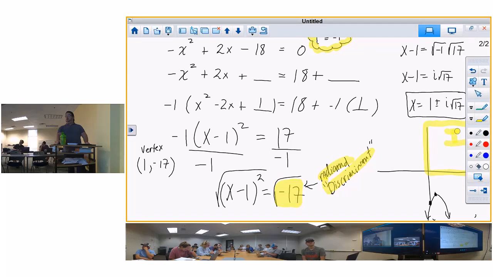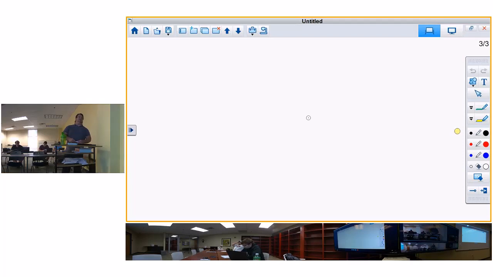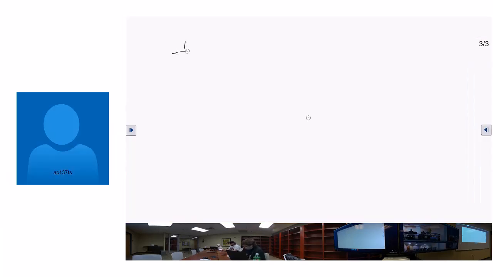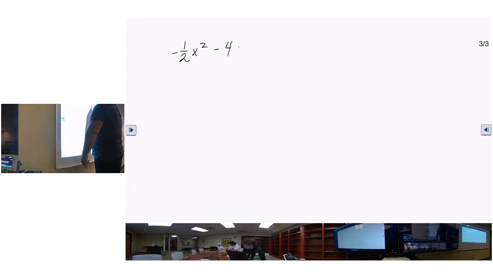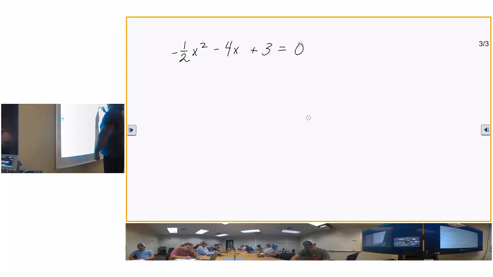All right, let's bump it up. Now we're going to bump it up to where half of y'all will quit. What was the difficulty of that last problem? That was a 6 maybe, because it has a negative as an answer. So now we're doing 7 and 8. Negative 1/2 x squared minus 4x plus 3 is equal to 0.